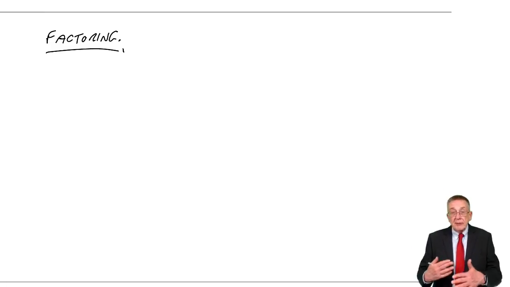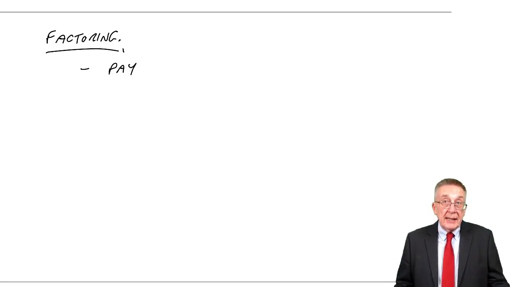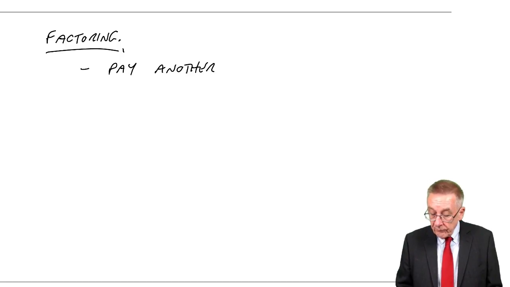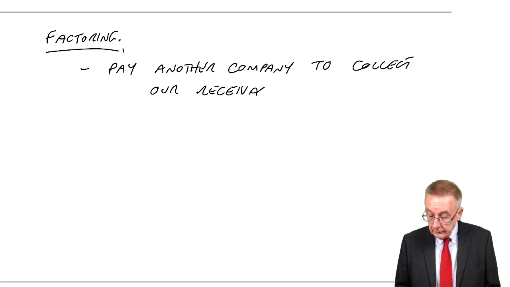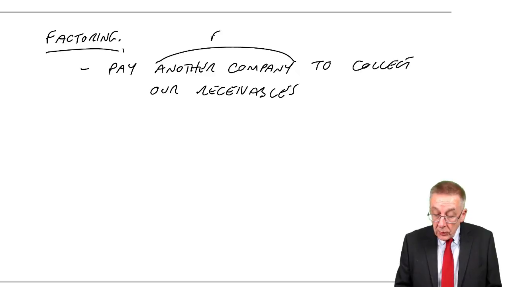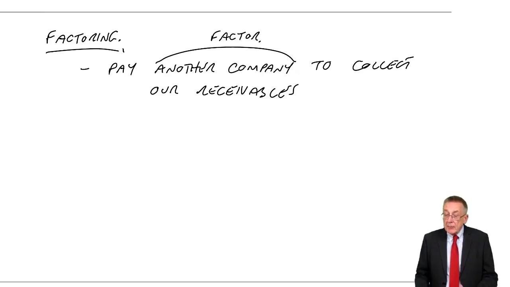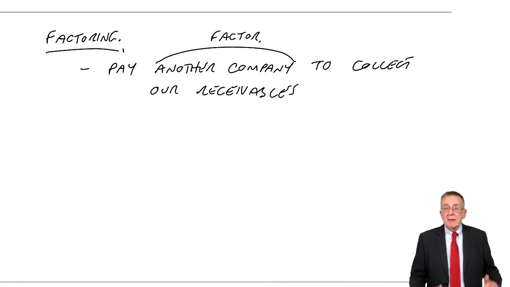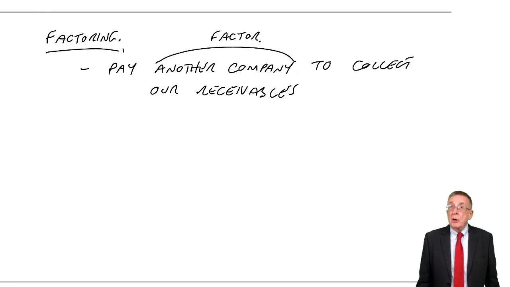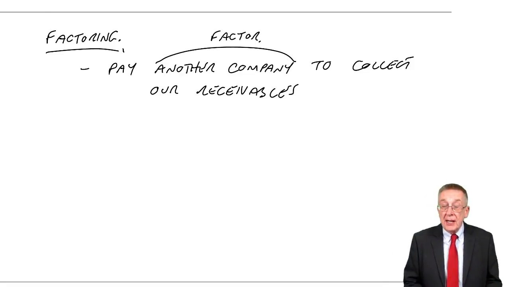which you might well have heard of, but be clear about the different levels of factoring. Factoring is essentially when you pay someone else, usually a company, to collect our receivables. And the other company is called the factor. And the reason you might do that, particularly for small, medium companies, is that they're much better at it. Their job is to collect receivables. That's their business. And so they're perhaps more efficient at it than I would be, and so there's more chance of them getting the money and getting it in sooner.